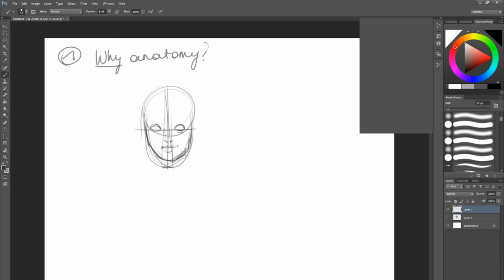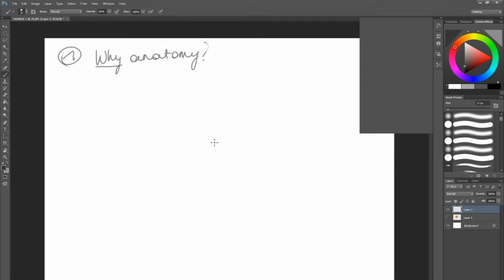and you don't really understand what you're drawing. At the end of it all, you know how to draw a head, but from that specific angle only, and that's what we want to learn today. Why is it so important to learn how to use anatomy?